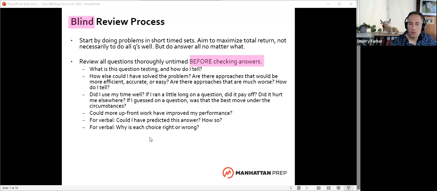And then also on verbal, what makes every single choice right or wrong? How do I know that, if I chose B, it's not A or C, et cetera? And how can I be very consistent about that, right? Assuming that we're dealing with multiple choice. And then I want to go back at this point and check my answers.